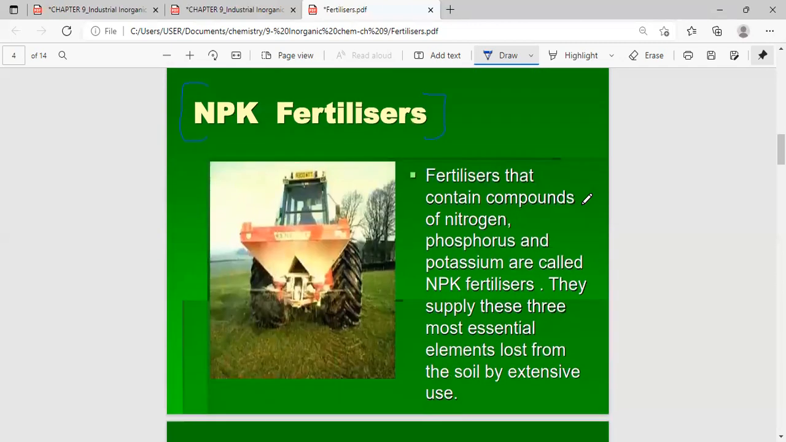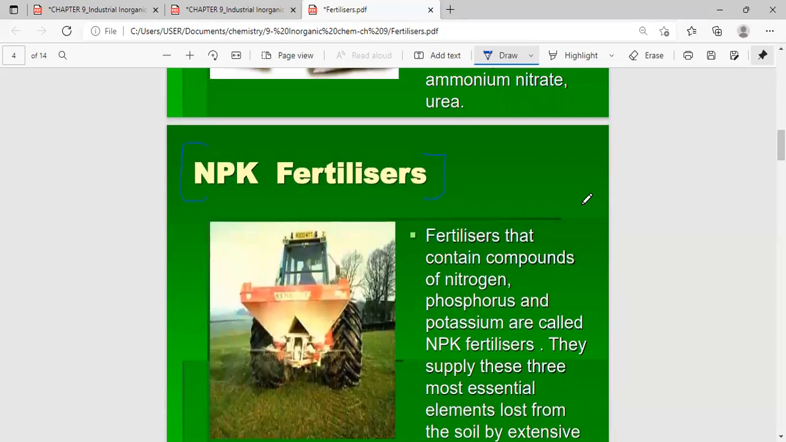Now we move on to NPK fertilizer. From the name itself, we know that they are a mixture of elements. Nitrogenous fertilizers only supply one nutrient, which is nitrogen. NPK is like the multivitamin. They have nitrogen, P for phosphorus, and K for potassium. So the NPK fertilizers will supply nitrogen, phosphorus and also potassium. That is why they are called NPK fertilizers.